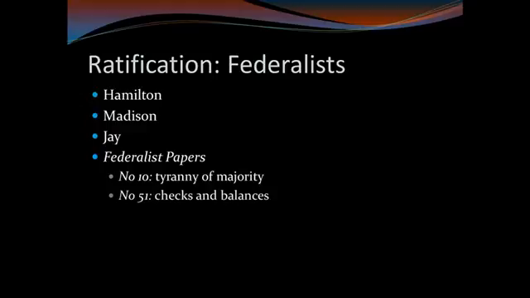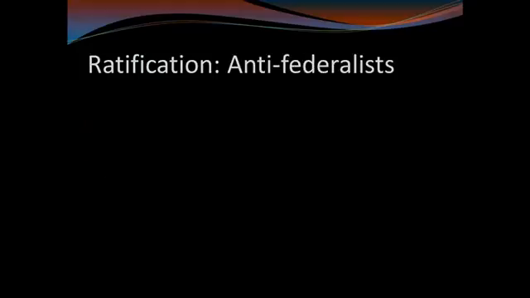And number 51 is a lot easier to understand and read because it's all about checks and balances. So the authors, Madison and Hamilton of 51, are discussing how the different branches of government have their own will and what checks they would have on other branches of government. Okay? All right, those were the Federalists and the Federalist Papers, right? The supporters of the Constitution.